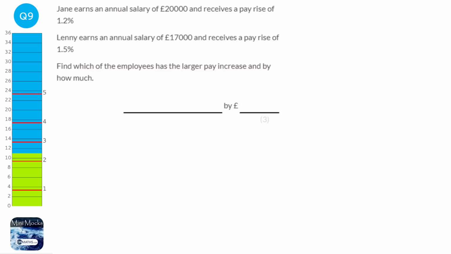So firstly we're going to work out what the percentage increases are as a multiplier. So we start off with 100%.